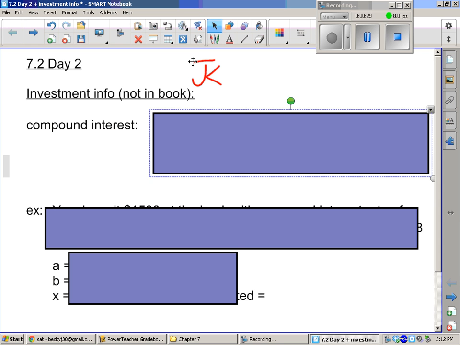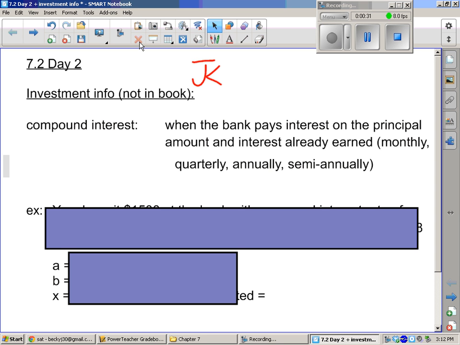So, what is compound interest? Compound, is that where you pound on the desk and say, "I want interest. Pay attention to me. Be interested." No, that's not it.